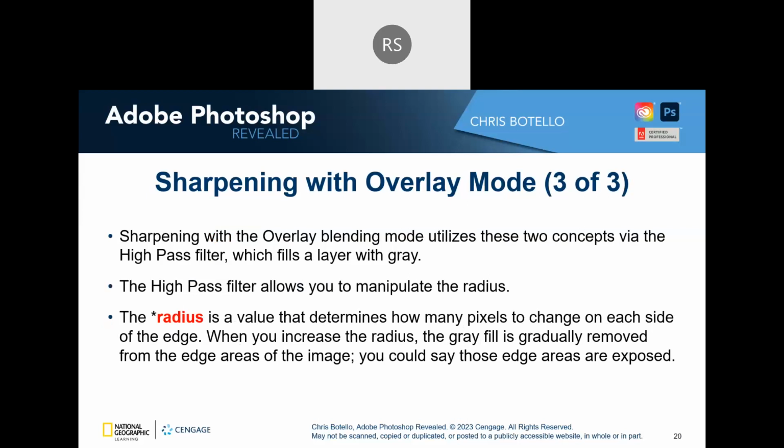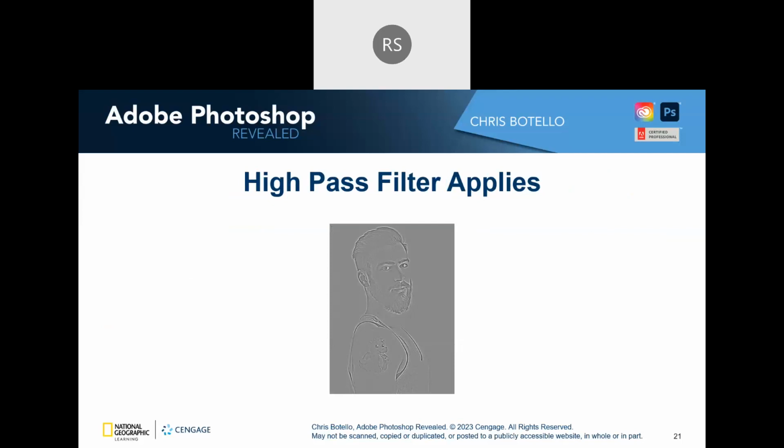When you sharpen with overlay blending mode, this utilizes the two concepts via the high pass filter, which fills a layer with gray. The high pass filter allows you to manipulate the radius, the value that determines how many pixels to change on each side of the edge. When you increase the radius, the gray fill is gradually removed from the edges of the image, and you can say those edge areas have been exposed. We see an example here of a high pass filter applied.